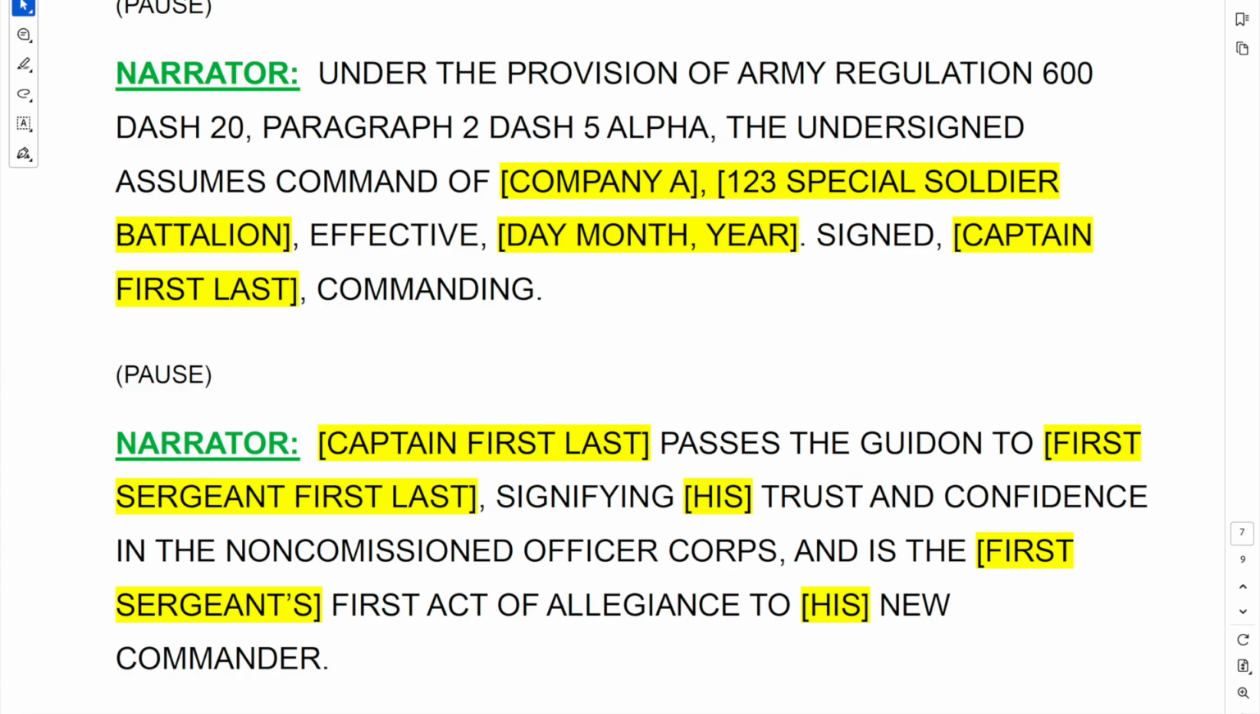Pause for the action to happen. Once the incoming commander is paused with the guidon in hand, read: Under the provisions of Army Regulation 600-20, paragraph 2-5a, the undersigned assumes command of Company A, 123 Special Soldiers Battalion, effective day, month, year. Signed, Captain, first name, last name, commanding.